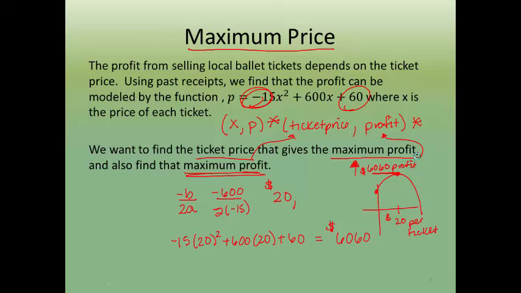But let's think about why. Why is there a perfect ticket price that produces the most money? Well, if it's too cheap, then maybe we won't make enough money. But if it's too expensive, no one's going to buy them and we're not going to make enough money. So this is really a very logical business situation in which there is a best price to choose for a product or a service that's going to give you the most profit.